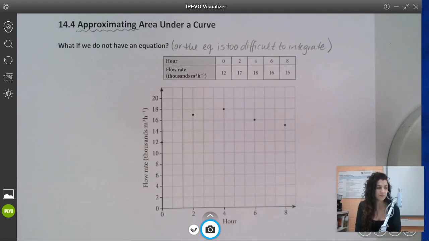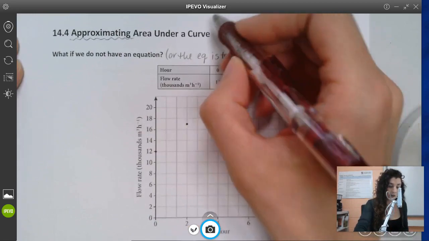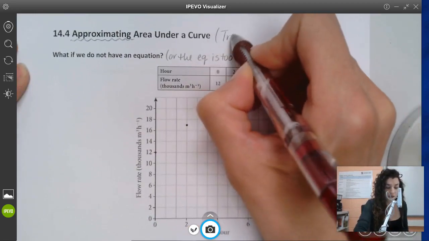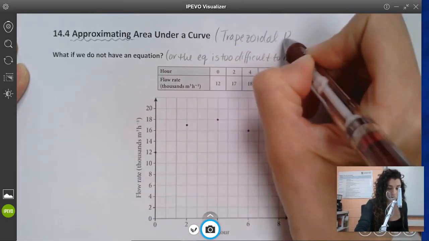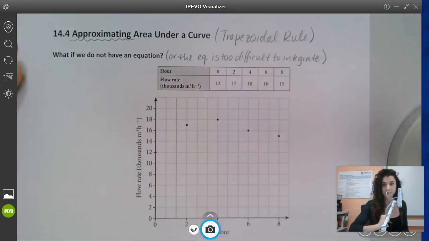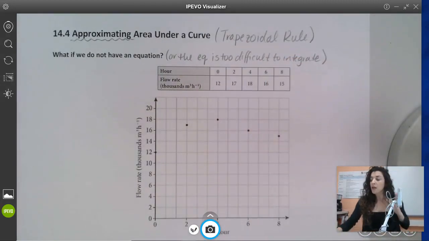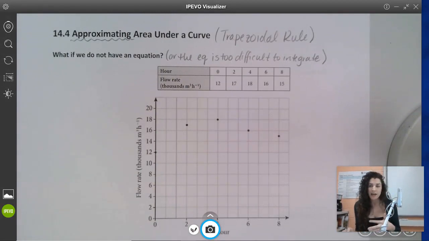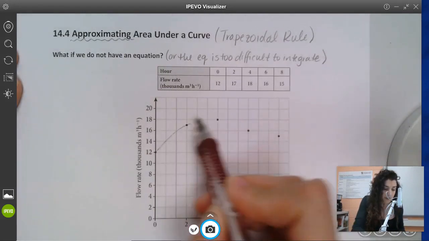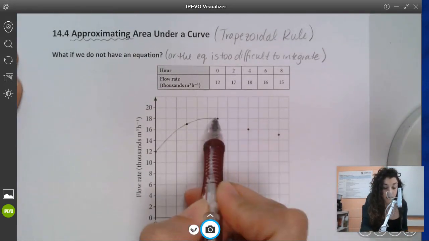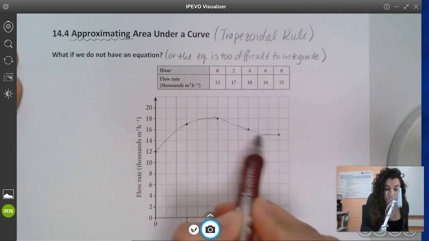What we're about to learn is called the trapezoidal rule. The trapezoidal rule. So we've got this scatter diagram, and if we wanted to create an equation that best represents this scatter diagram, our equation, our curve, might look something like this.